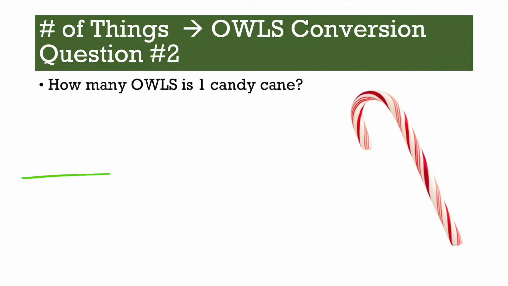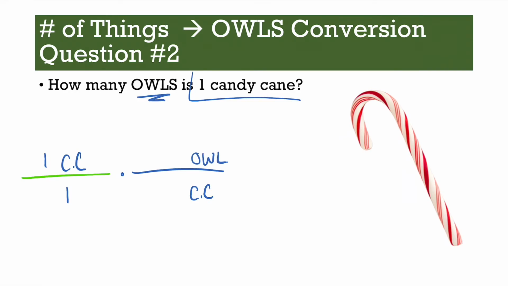Okay, so it's the holiday season. Candy canes are big now. If someone gives you 1 candy cane, how many owls of candy canes did they give you? Well, we are starting with 1 candy cane. And so you put that 1, whatever you're starting with, over 1. And we want candy canes to cancel, so they go on the bottom. And we're going to owls.